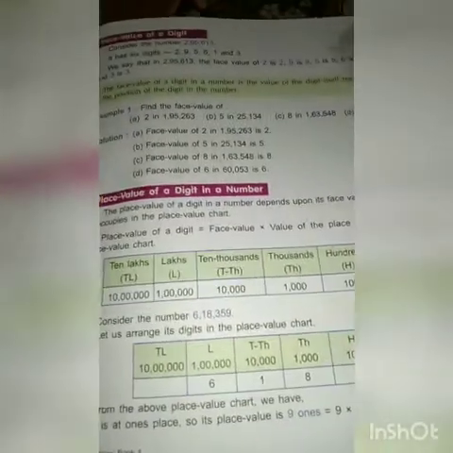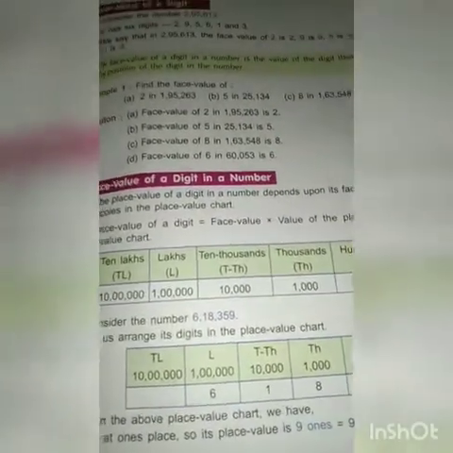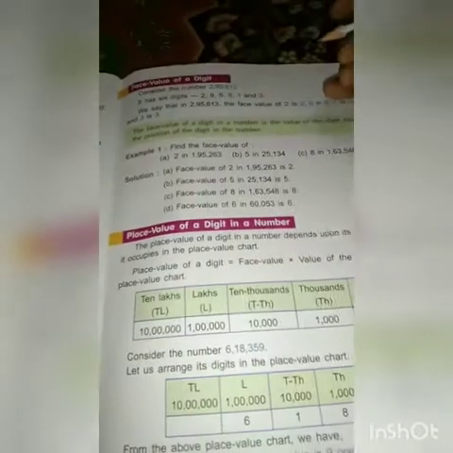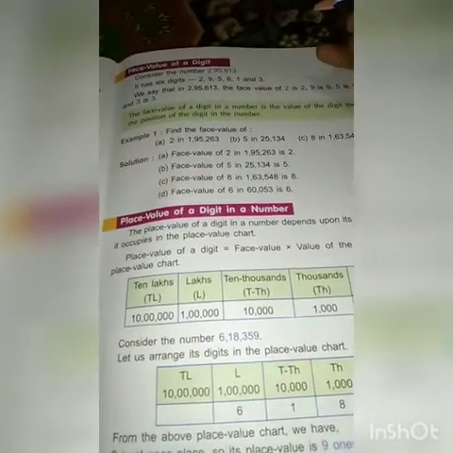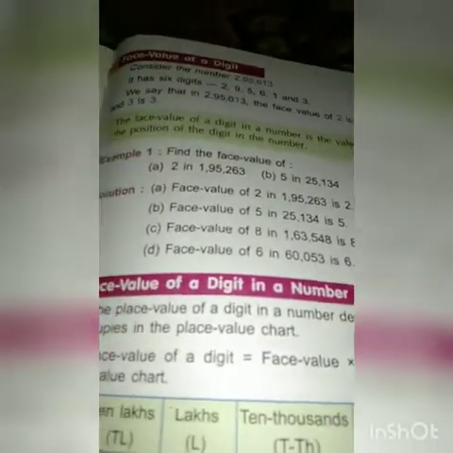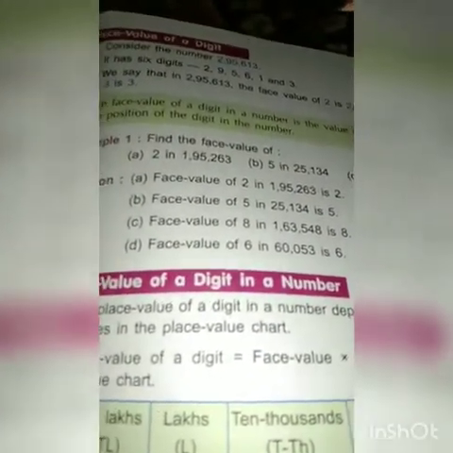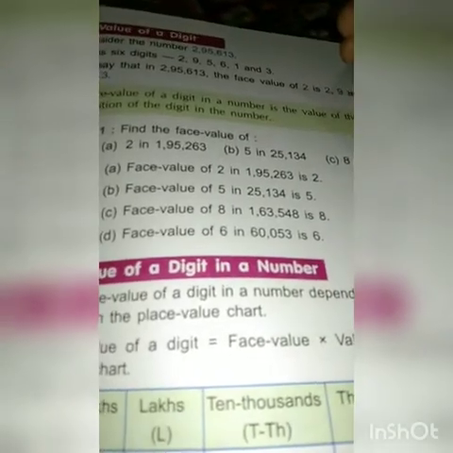Now children, open your book, take out page number 13. We will go through the new topic, that is face value of a digit. So, if you all have books, take them out, open page number 13 and see from your book.